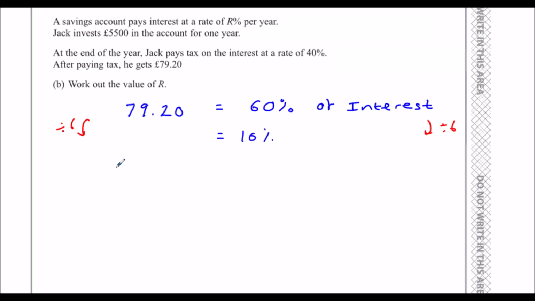So 79.2 divided by 6 is £13.20. So 10% is £13.20. So 100% of the interest must be £132. So we got £132 interest.